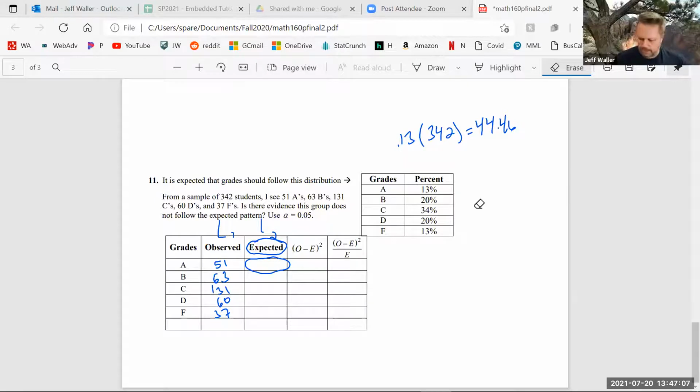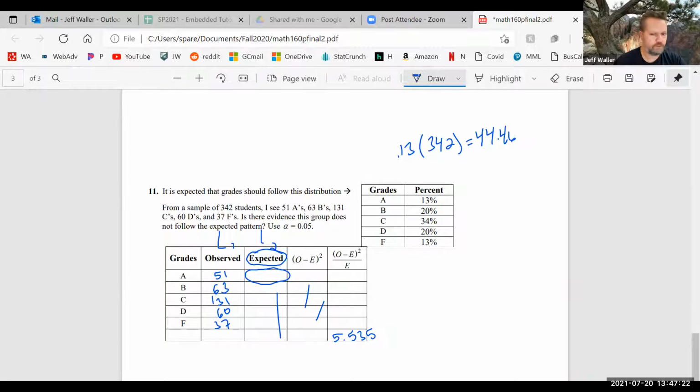All right, so let's see. Here, what was it again? So we did blah, blah, blah, and we finally got, what was it, 5.535? Is that what it was? Yes.